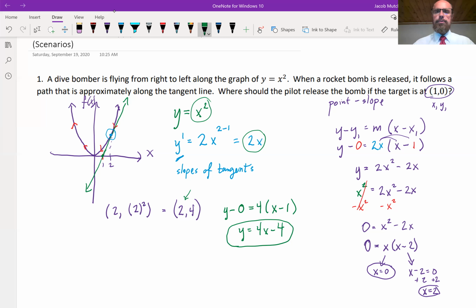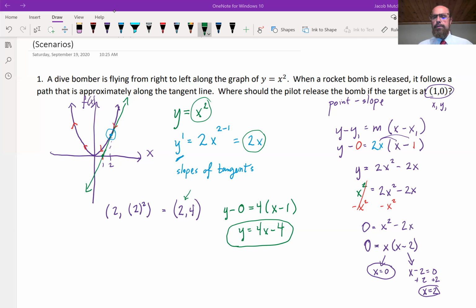Let's go to Desmos just to check here. So I'll type in y equals x squared. There's the original function, the path of that flight dive bomber, and then y equals 4x minus 4. So we're checking two things. Does it intersect the parabola here at 2, 4? And that looks pretty good. That visually inspects very well.